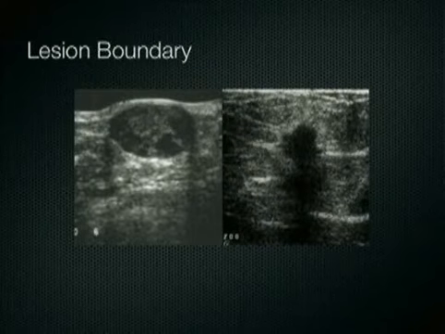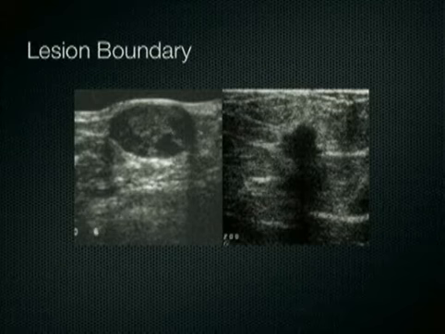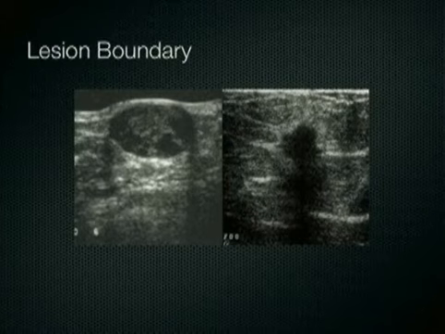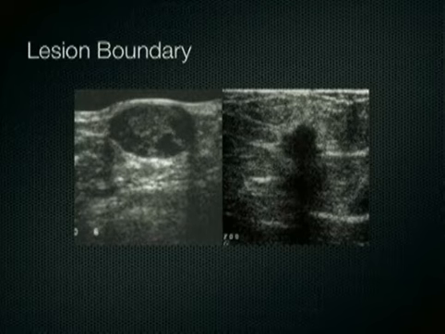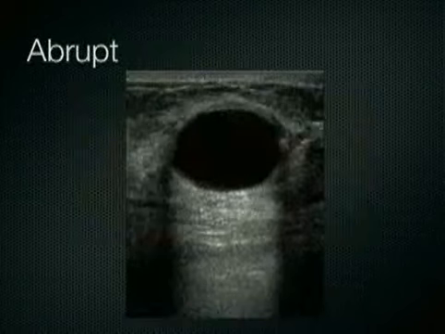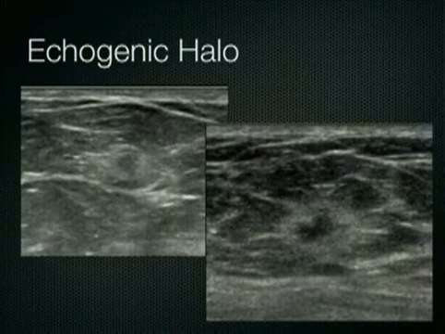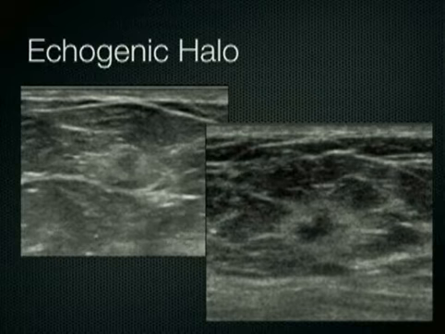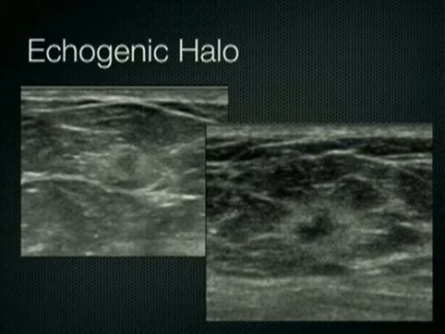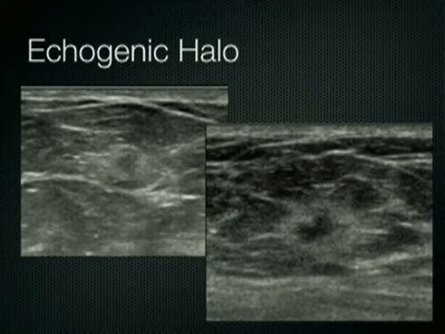Here we see the comparison of a lesion with a sharp lesion boundary, well defined on the left, and an echogenic halo surrounding the cancer on the right. Again, a cyst with an abrupt boundary and two cancers showing echogenic halos surrounding irregular hypoechoic masses, each of which contains spiculations and microlobulations.